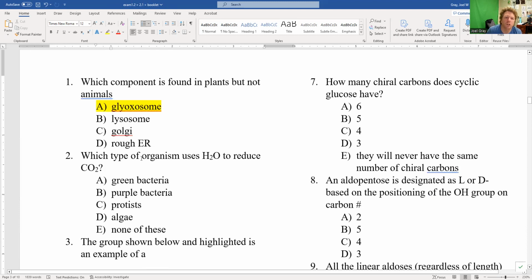Next up is which type of organism uses H2O to reduce CO2? We've got green bacteria, purple bacteria, protists, none of these. And this is a question that really goes back to that tree of life and different organisms, and the correct answer for this is D, algae.